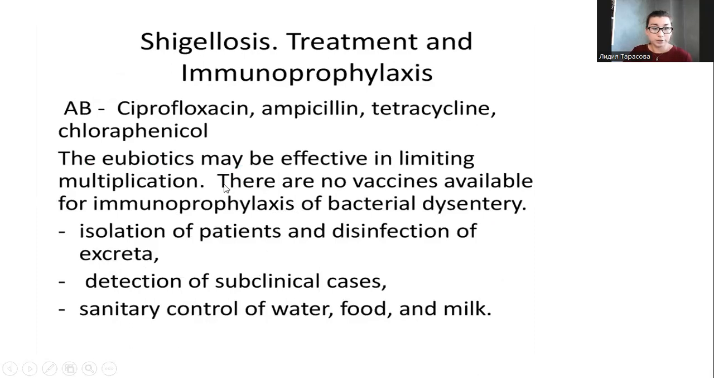Treatment: antibiotics ciprofloxacin, ampicillin, tetracycline, chloramphenicol. The antibiotics may be effective in limiting multiplication. There is no vaccine available for immune prophylaxis of bacterial dysentery. That's why isolation of patients and disinfection of excreta, detection of subclinical cases, and sanitary control of water, food, and milk are important.